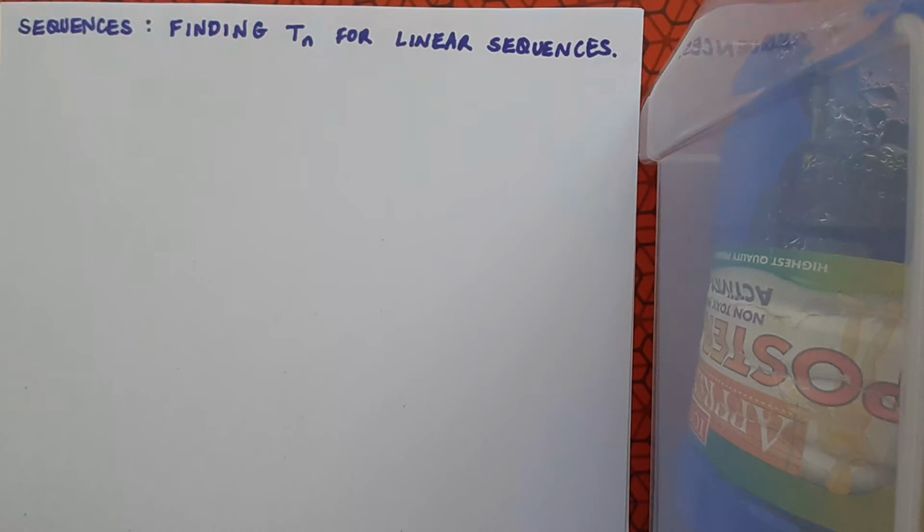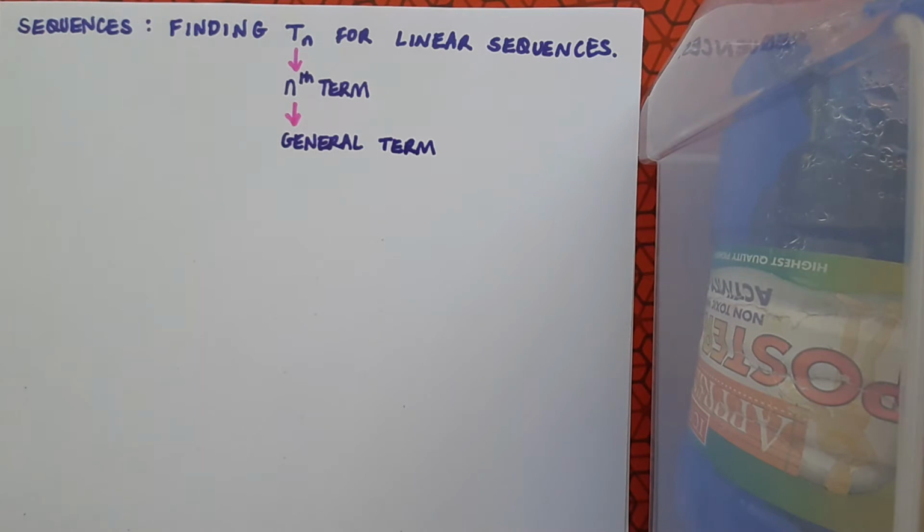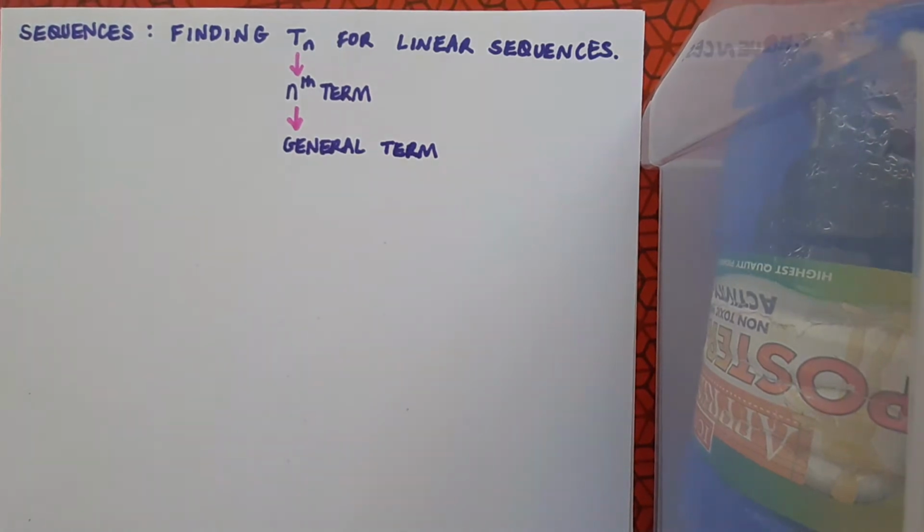Video on sequences and particularly finding Tn for linear sequences. There's a couple of ways in which you can be asked to do this, so it's important to recognize all three of them. So the first is find Tn. This can also be phrased as find the nth term or find the general term. So there are a set of steps that we have to go through to find this Tn or nth term or general term for a linear sequence.